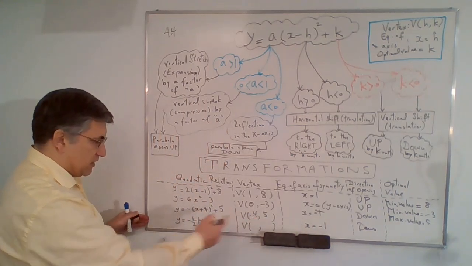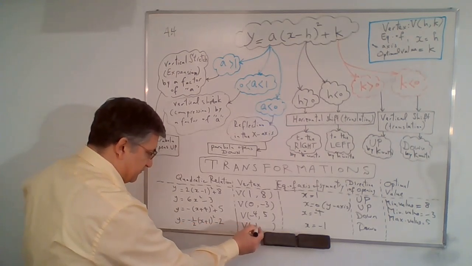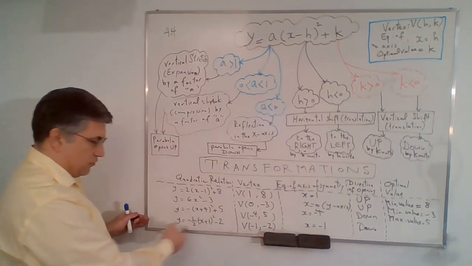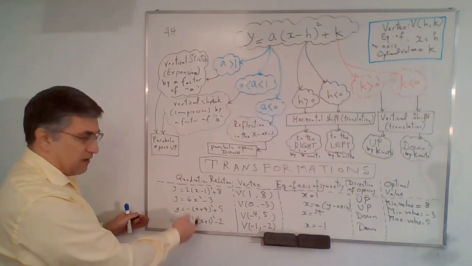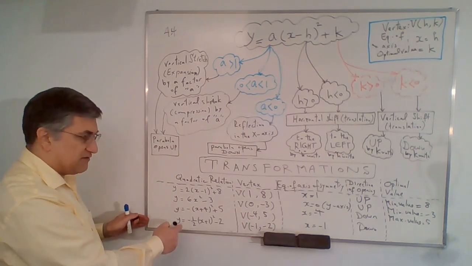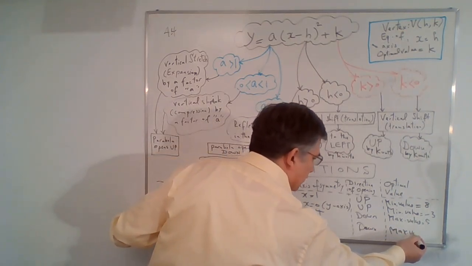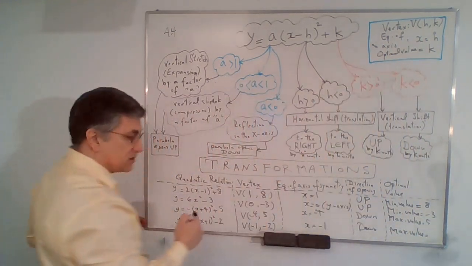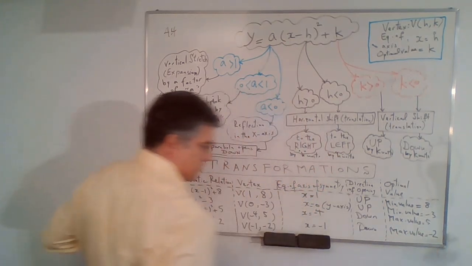Okay. Direction of opening, we said it's downwards. The vertex is located at (negative 1, negative 2). Okay, that's the x and y coordinates of the vertex. And because the parabola opens downwards and we have a maximum point, the optimal value is a maximum value. And as we said over there, the optimal value is always k, so k is negative 2. So the answer would be negative 2 in this case.